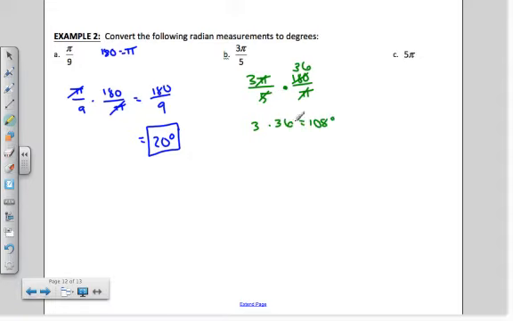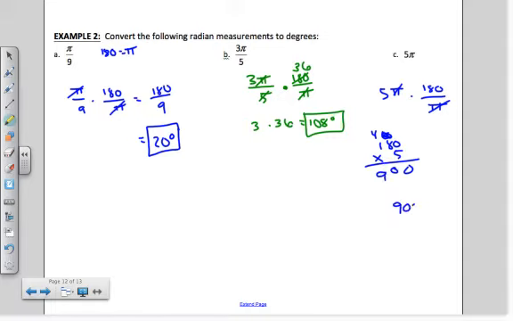Here we go. All right, so we have 108 degrees. Okay, 5 pi. 5 pi times 180 divided by pi. So that's 5 times 180. 180 times 5 is 900. So 900 degrees. Woo, that's a big angle. All right, so we found these degrees from the radian measures.